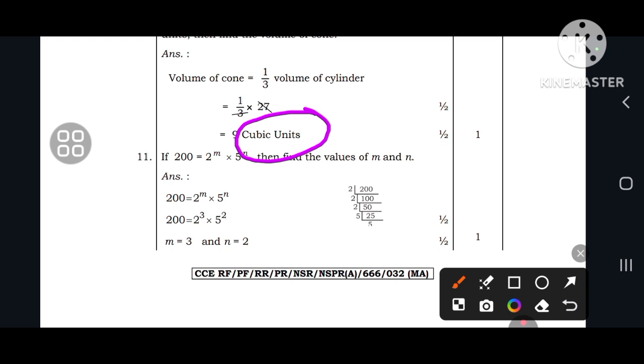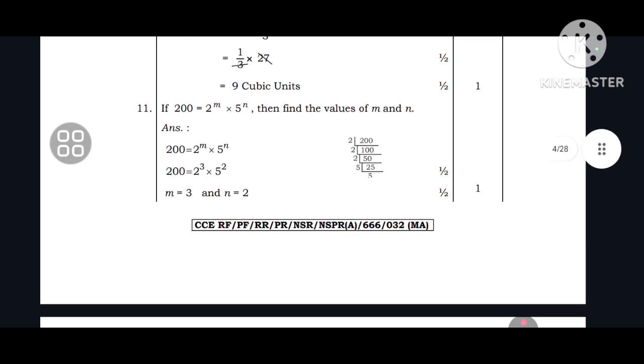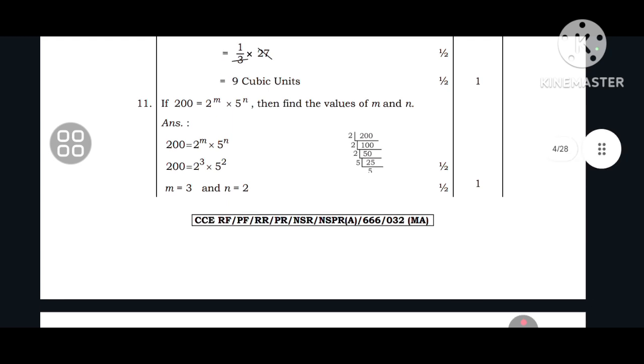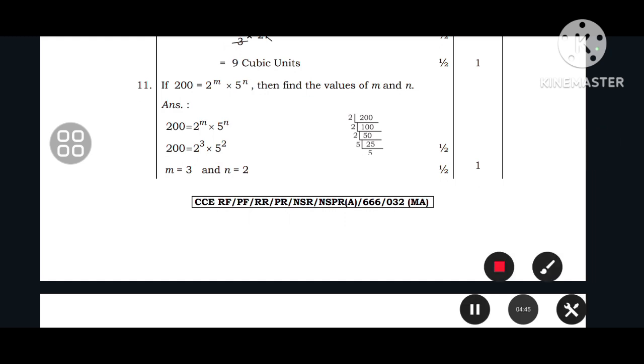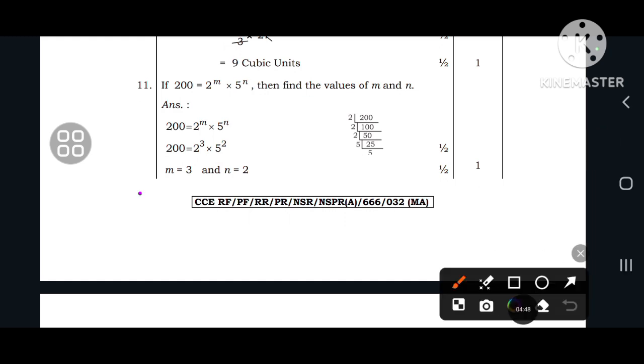And see how they have solved the answers in this question paper. This is from the real number chapter. 2 to the power 200 is equal to 2 to the power m into 5 to the power n. Find the value of m and n. By solving this by factorizing in the LCM method, you can see they have found out the value as m is equals to 3 and n is equals to 2.